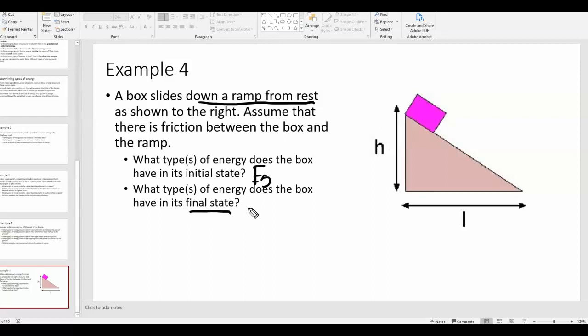In the final state, at the bottom of the ramp down here, there's no more height, so there's no more EG, but the box is moving because it's been sliding. Okay, so it definitely has EK, but also if there is friction, there's also going to be thermal energy. So in other words, the box and the ramp are going to heat up slightly. Okay, so there's EK and E thermal at the bottom of the ramp. And so that conservation of energy equation would look like EG equals EK plus E thermal.